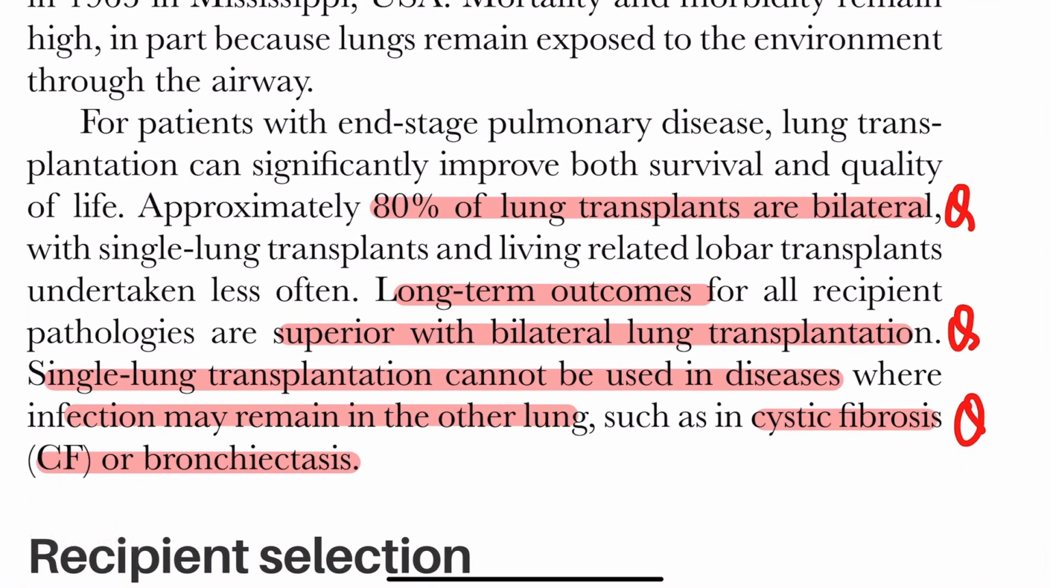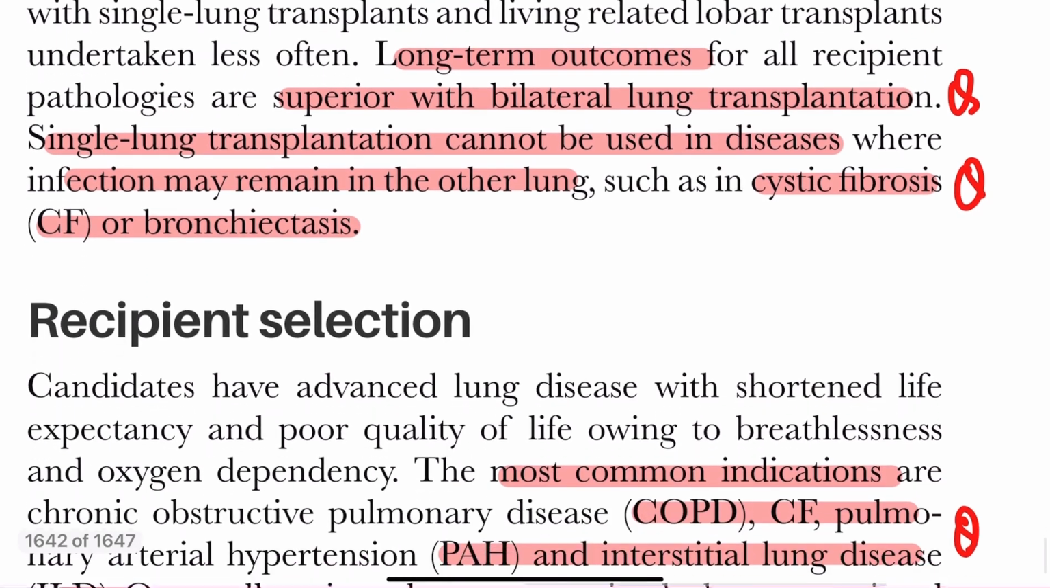MCQ. Long-term outcomes for all recipient pathologies are superior with bilateral lung transplantation. So bilateral lung transplantation is the most common and it's superior. Single lung transplantation cannot be used in diseases where infection may remain in the other lobe, such as cystic fibrosis and bronchiectasis. Remember, cystic fibrosis has two names, so you need two lungs. Bronchiectasis, B, so two lungs.